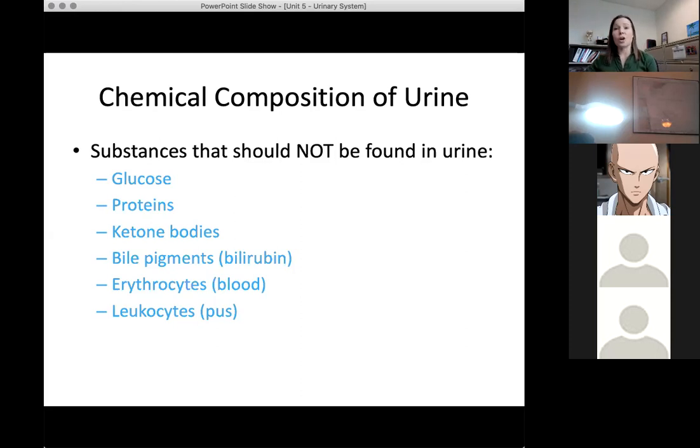Okay, erythrocytes are red blood cells. So basically that's blood in the urine. Causes would be most likely physical trauma. I gave the example in lab that this is often seen with like a kidney stone that causes physical trauma to the inside of the kidney or the ureter. And then also leukocytes, those are white blood cells. That is most often caused by a urinary tract infection.